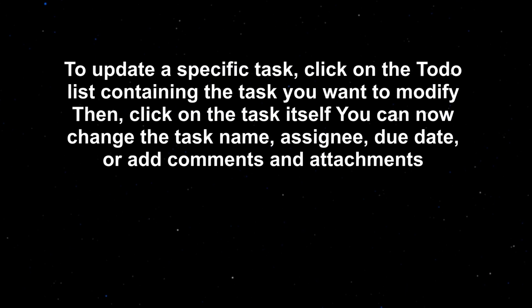To update a specific task, click on the to-do list containing the task you want to modify. Then, click on the task itself. You can now change the task name, assignee, due date, or add comments and attachments.